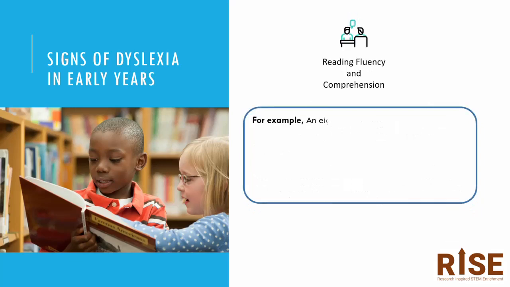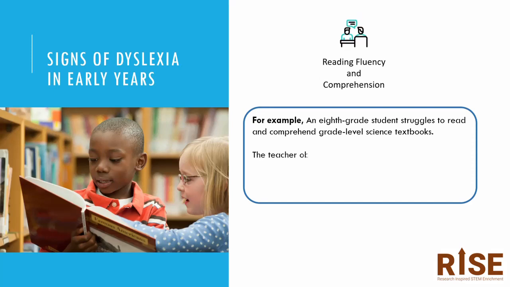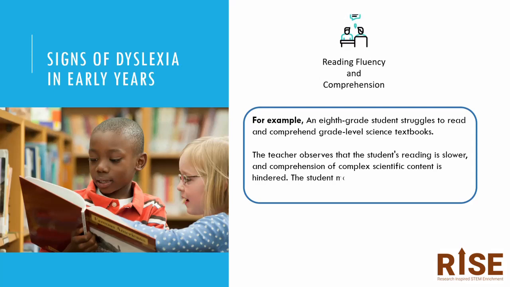Secondary school. Reading fluency and comprehension. Challenges in reading fluency become more evident as texts become more complex. Difficulties in decoding words efficiently may persist, affecting comprehension of academic material. For example, an 8th grade student struggles to read and comprehend grade-level science textbooks. The teacher observes that the student's reading is slower, and comprehension of complex scientific content is hindered. The student may also avoid reading assignments.